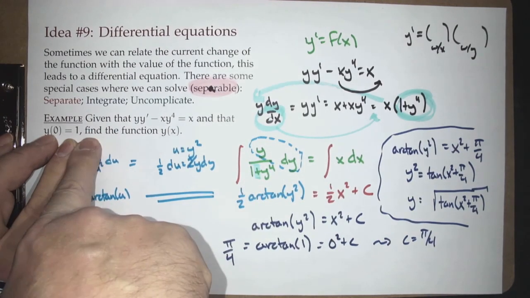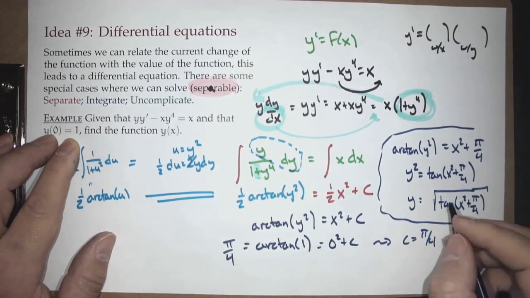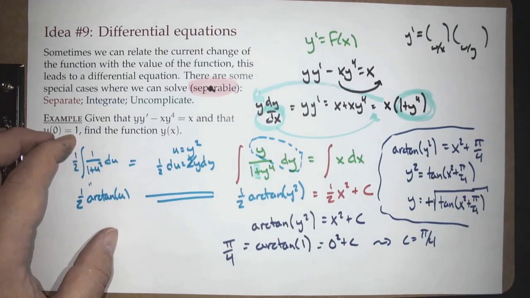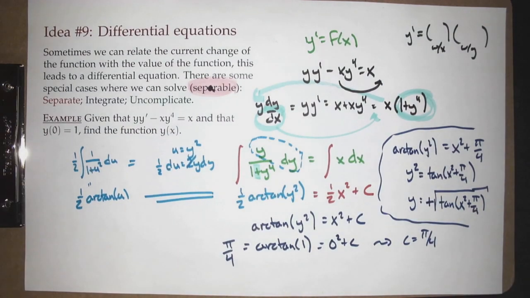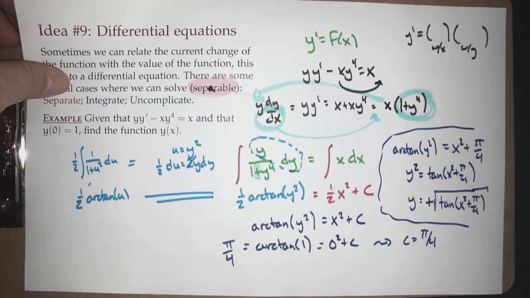Because we need y of 0 to be a positive number. That's why. Oh, okay. Cool. All right. There we go. Okay, so differential equation. We're ready for it.